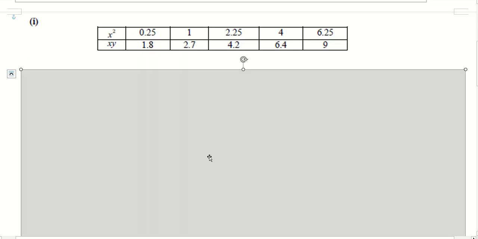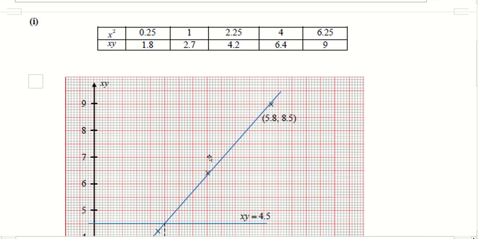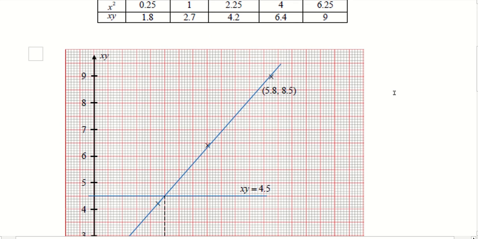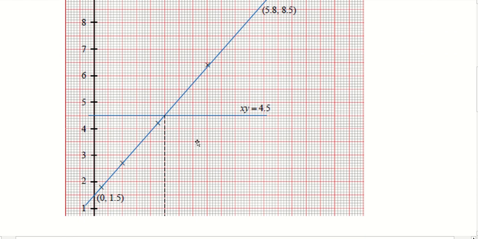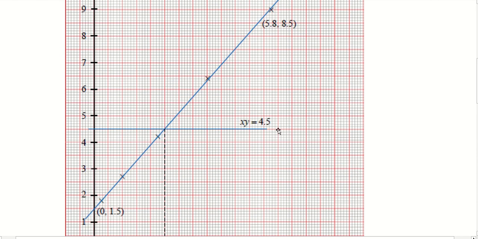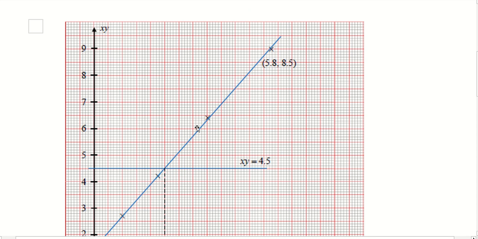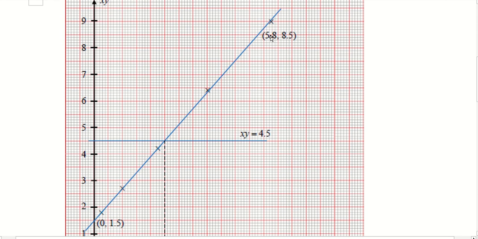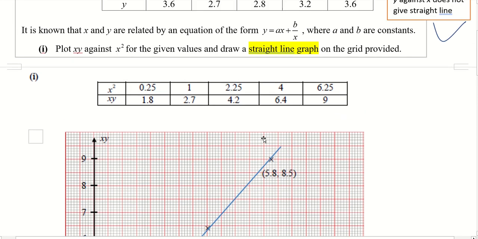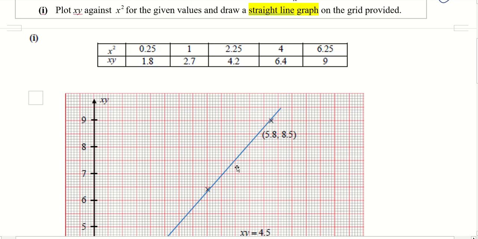Then with this table, you can draw out this straight line. Plot out all these points, xy against x squared. You realize you get an almost nice straight line graph. It will be slightly off a bit, but you can see that it should be a straight line, especially when they have already told you that it is a straight line. This is how you plot xy against x squared.